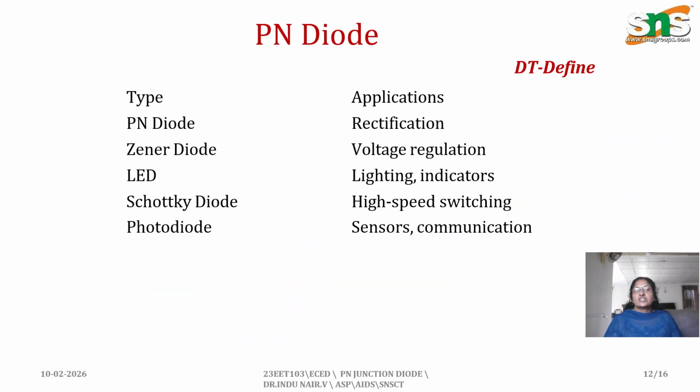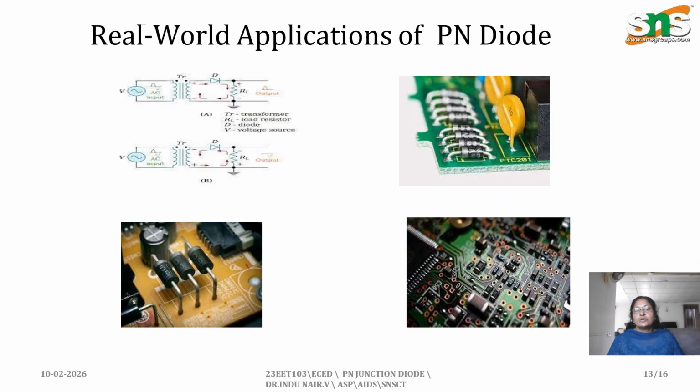Applications of the PN junction diode. The PN diode is used for rectification. The Zener diode is used for voltage regulation. The LED is used as a lighting indicator. The Schottky diode is used for high-speed switching. The photodiode is used for sensing and communication.